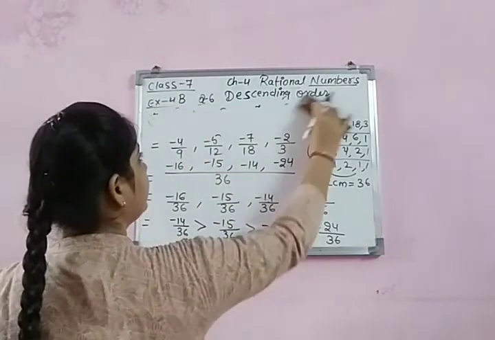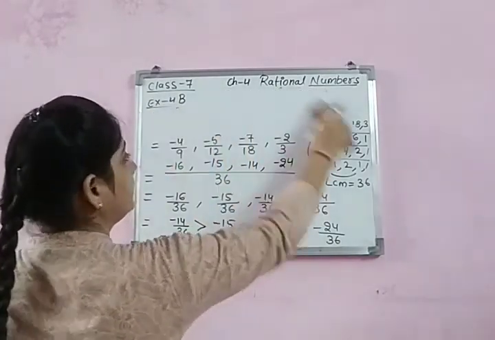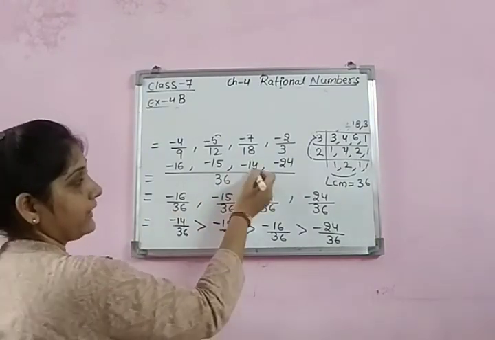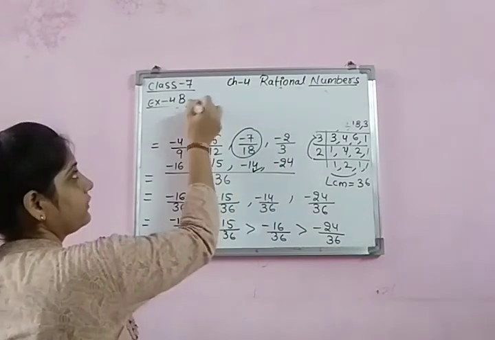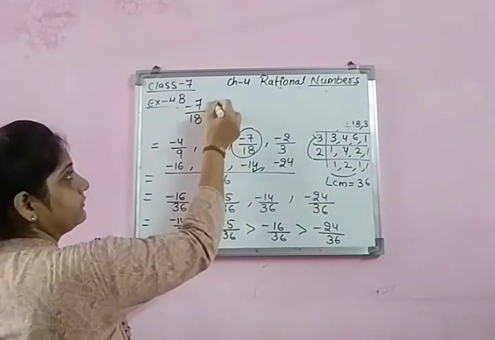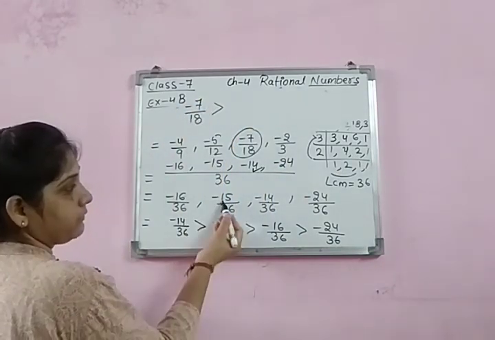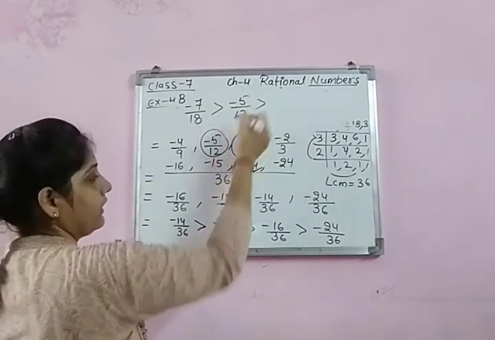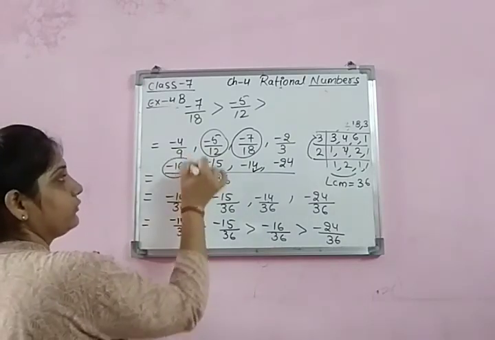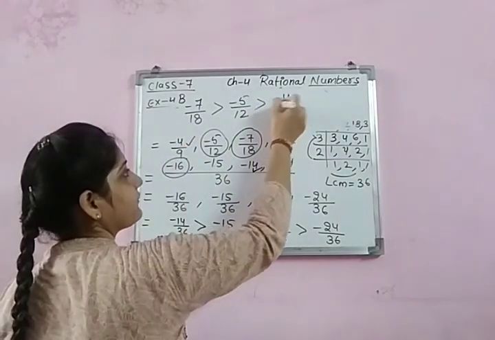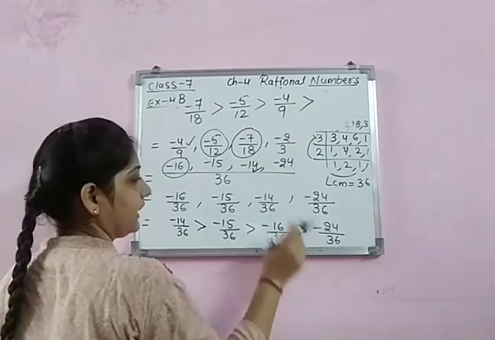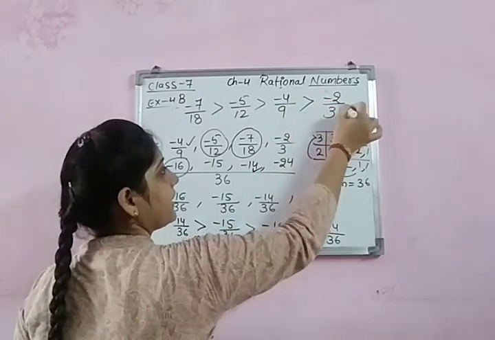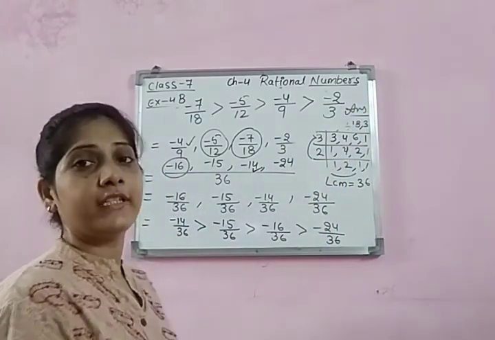So let me write. Look at this, children, I have taken minus 14 first. So minus 14 is in this position. So this will come first. Then minus 15. Minus 15 is this. So now this will come. And then minus 16, the very first one, minus 4 by 9. And the last which is remaining is minus 2 by 3. So this is our answer, the correct order of descending.